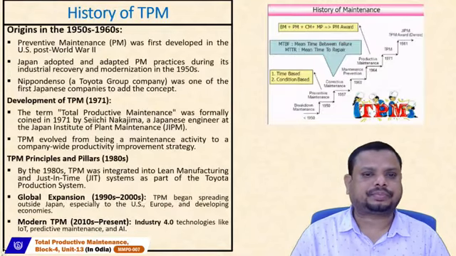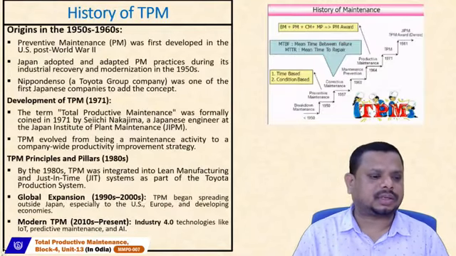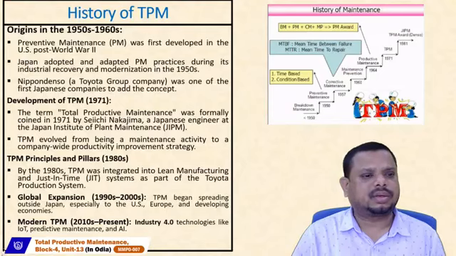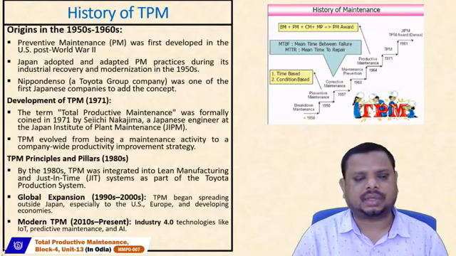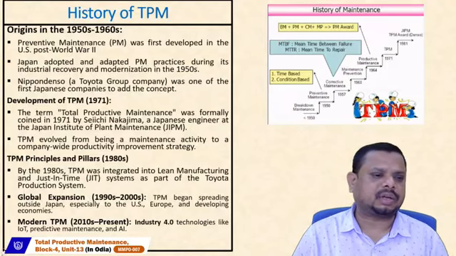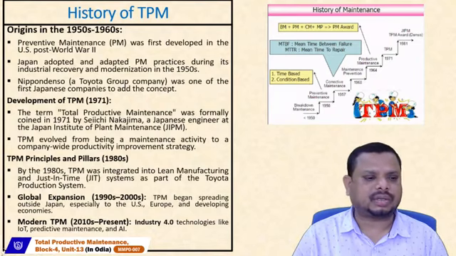Moving to the next topic, let's understand the history of total productive maintenance. The first phase, the origins, was between 1950 and the 1960s, and the second was developed in the year 1971.